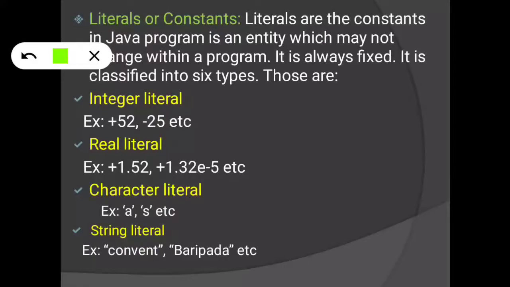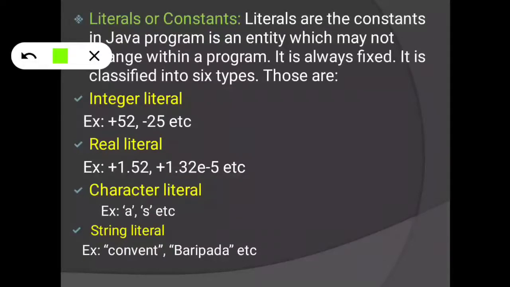This number is separated with a period sign; this part is called the integer part, and this 25 is called the fractional part. Then next is +1.32e-5. It is in exponential form. Exponential form is used when we want to represent a very big number or a very small number. At that time we will use this exponential form.